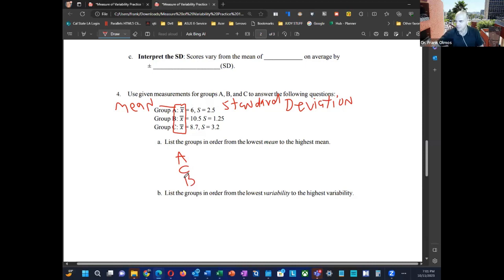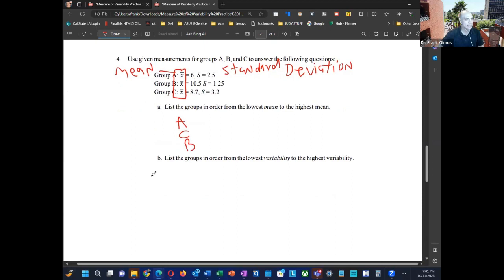Let me check my answers. Yeah, I got it right. Good. I have the answer key just to make sure I'm doing it right. So I put them in order. Now standard deviation in order. List the groups in order from the lowest variability to the highest variability.